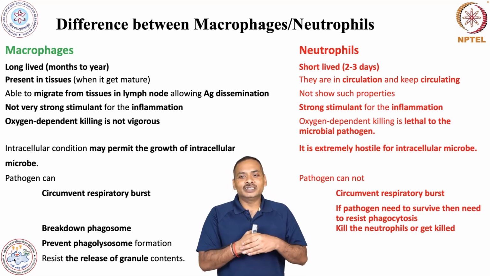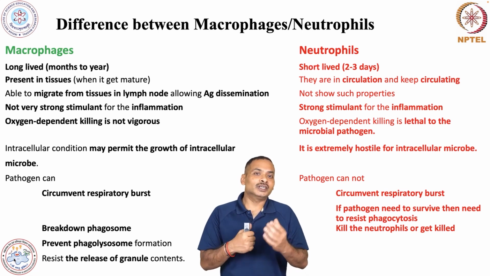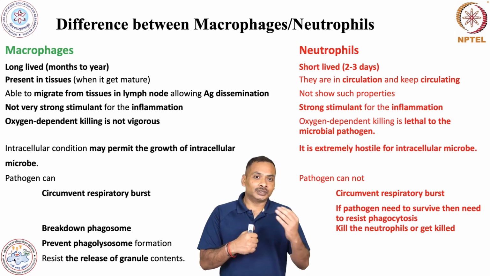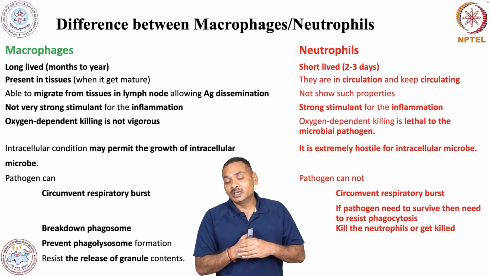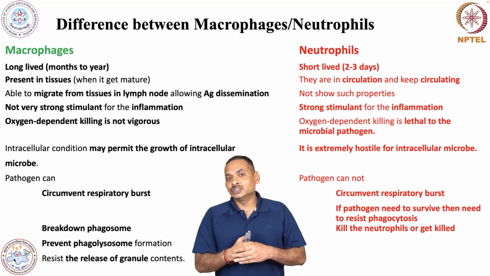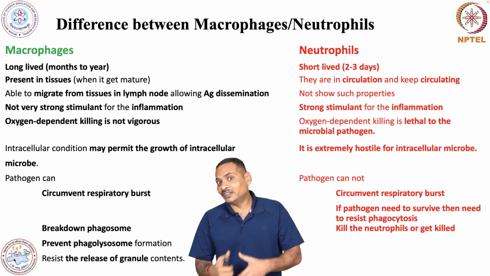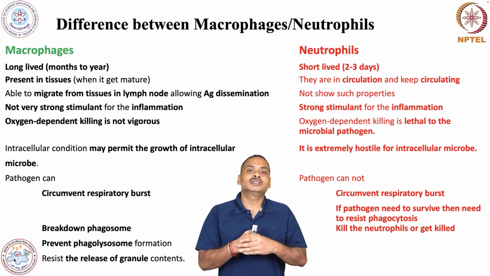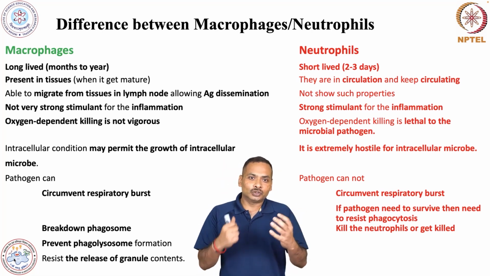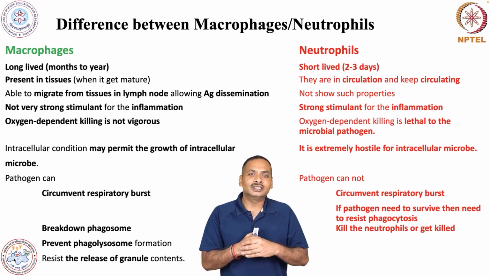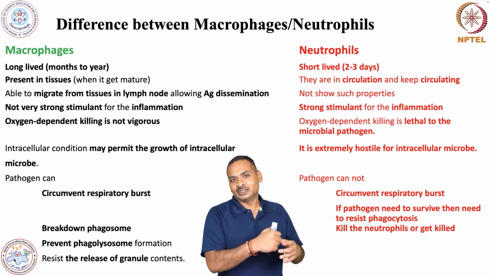So there are only two ways to escape from the neutrophils. One is that they should not come in contact with the neutrophils, and if they are coming in contact with neutrophils, then they should kill the neutrophils. In that way they can escape from the neutrophils. There is no other way. If the neutrophil takes up this microbe, then this microbe will definitely be killed by the neutrophils.